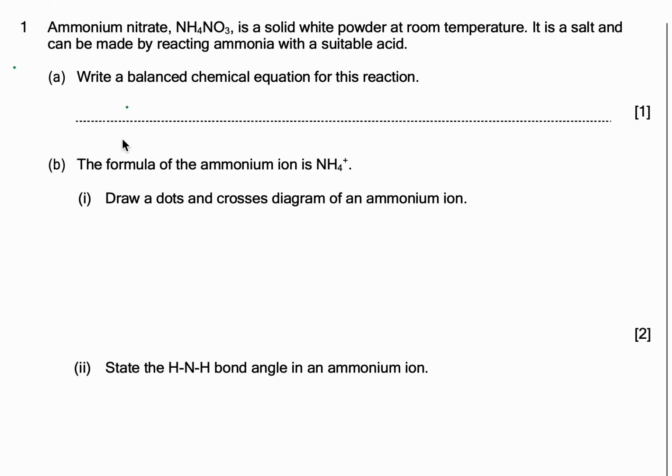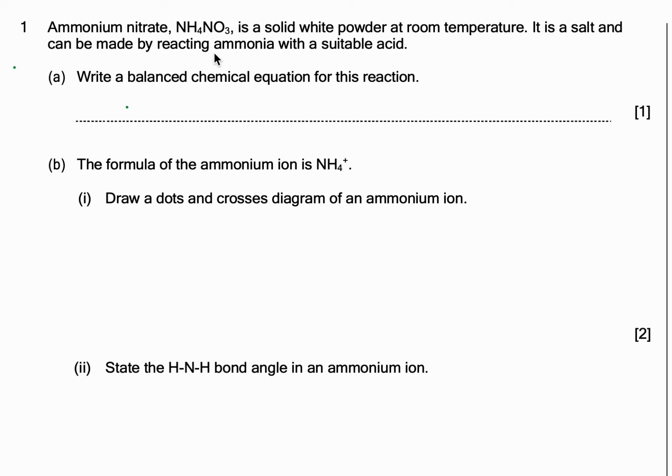First question. Ammonium nitrate, NH4NO3, is a solid white powder at room temperature. It's a salt and can be made by reacting ammonia with a suitable acid. Write a balanced chemical equation for this reaction. You get 1 mark if you correctly write the balanced chemical equation.